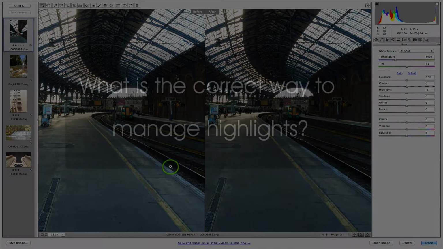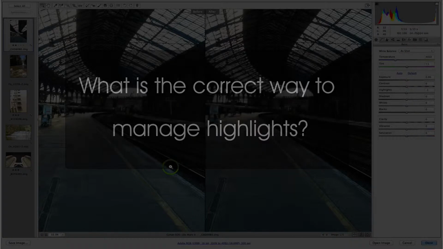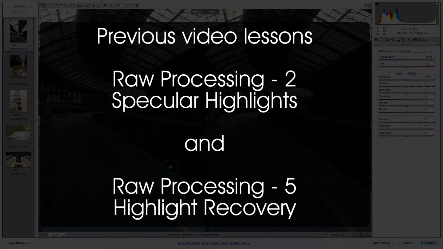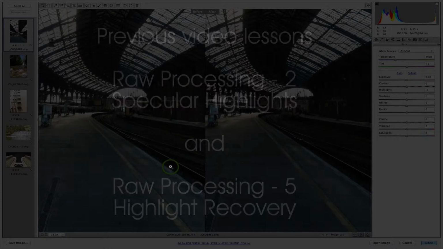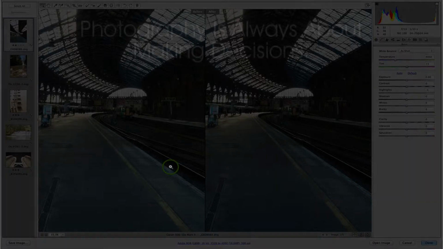In this video lesson we pose the question, what is the correct way to manage highlights? In previous video lessons we discussed both specular highlights and highlight recovery. In some of the images we were able to recover specular highlights with the highlight slider. Let's start by talking some theory first.